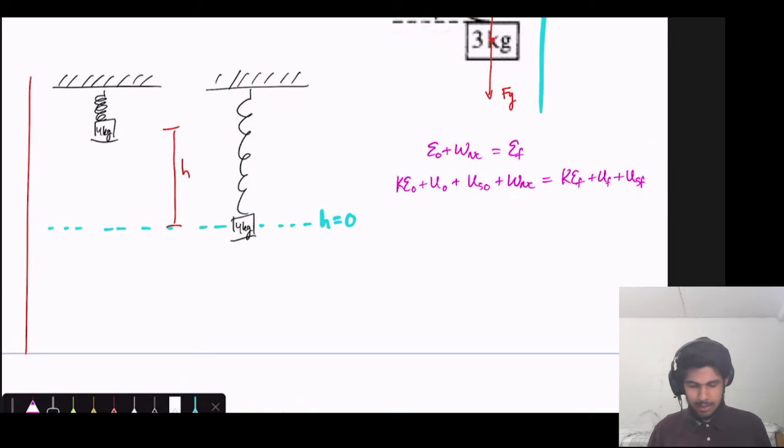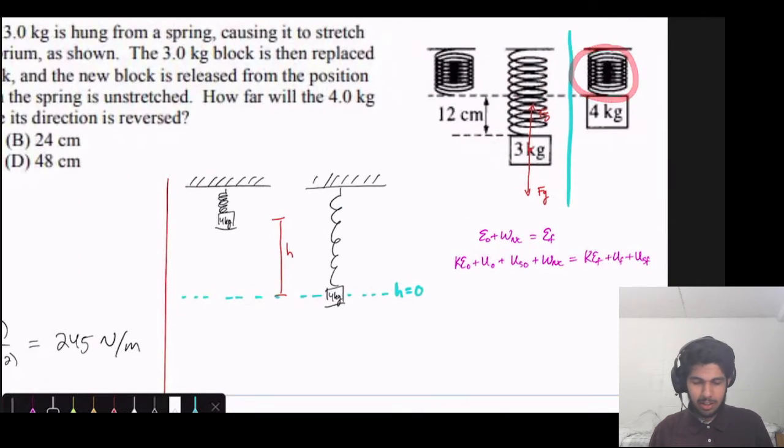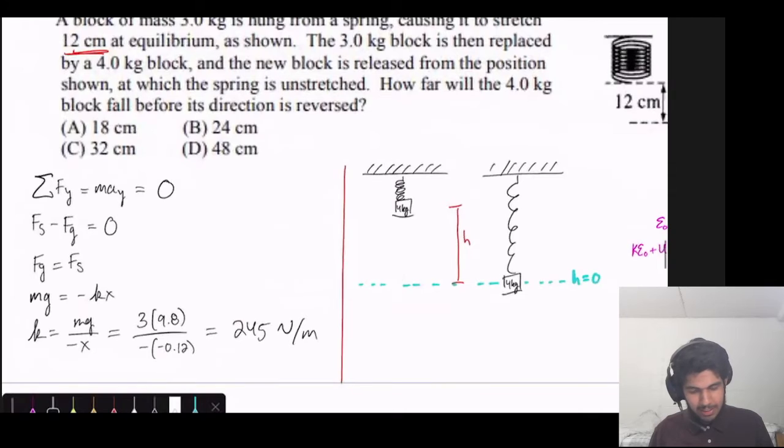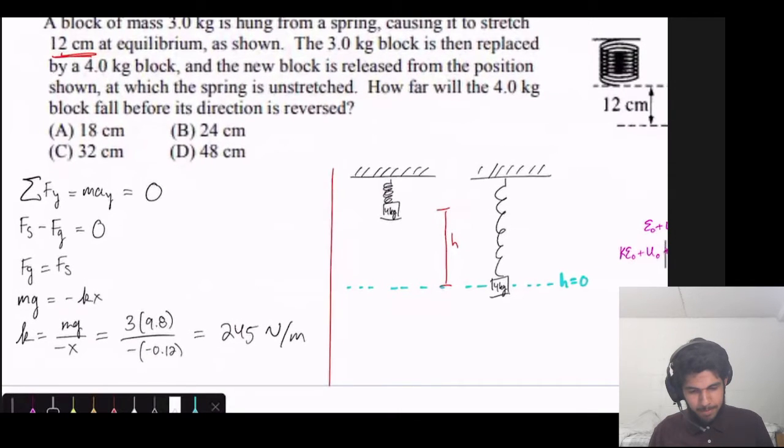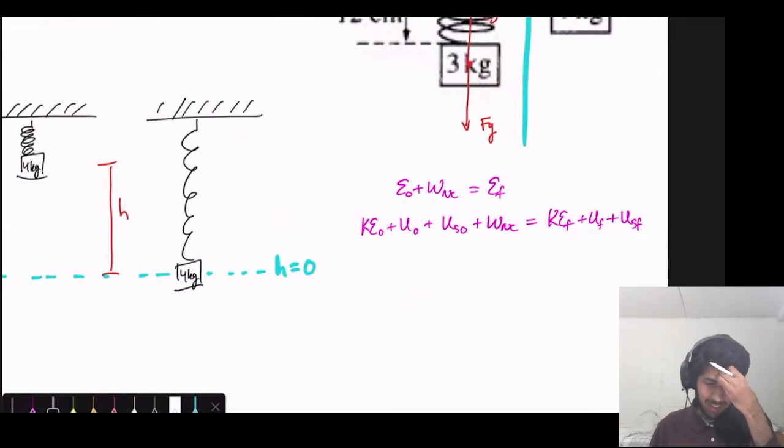Okay, so going through here, let's try to see if there are any terms we can eliminate. So initially, the spring is unstretched. We can see that here, and are we given that? I don't know. I mean, it's kind of implied that the 3 kilogram block is hung from a spring, and then it's stretched from equilibrium, and then we replace it with a 4 kilogram block. I don't know, it's kind of implied, but I guess maybe not.